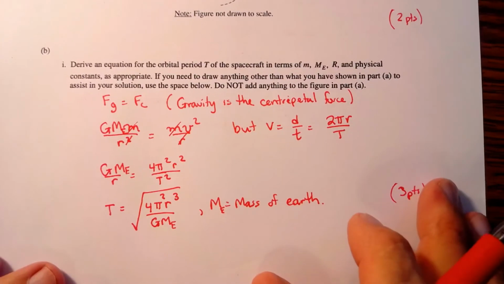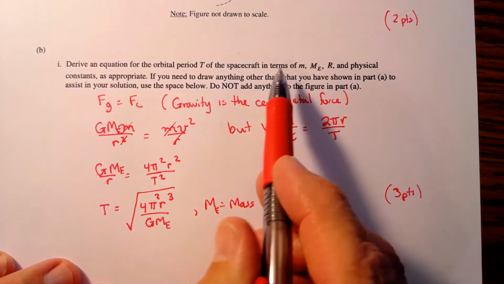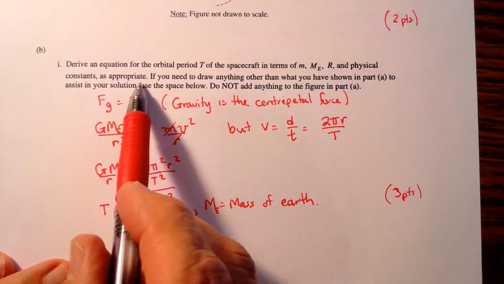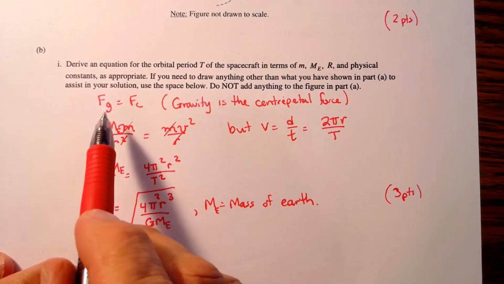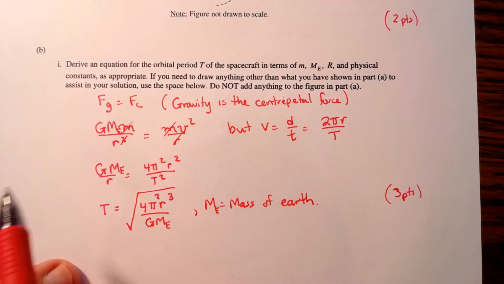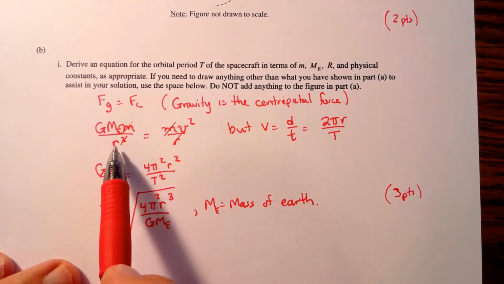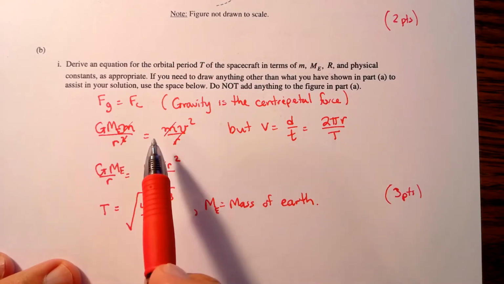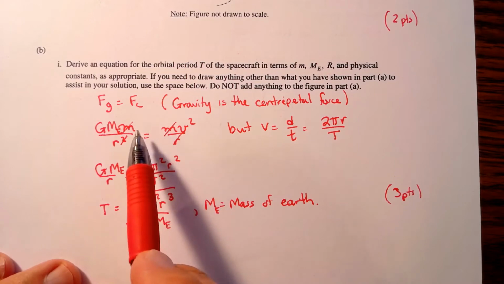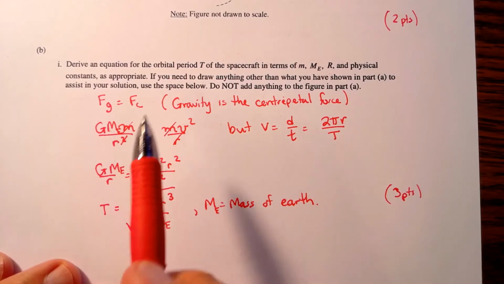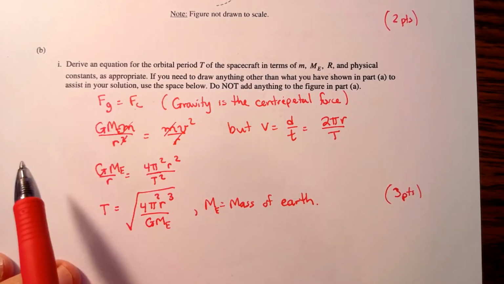Part B asks you to derive an equation for the orbital period T in terms of the quantities that are given and any physical constants. So you start off by realizing that when something's in orbit, the force of gravity is equal to the centripetal force. And the force of gravity is G big M little m over r squared. And that equals the centripetal force, which is little m v squared over r. And this is little m because little m is the mass of the spacecraft, and it's the thing moving in the circle. Okay? So realizing that this equals this got you a point.